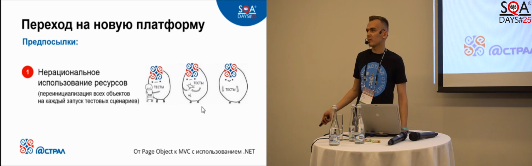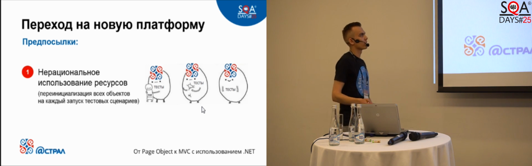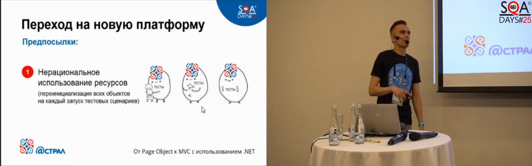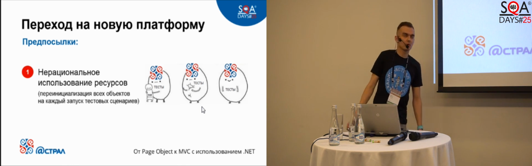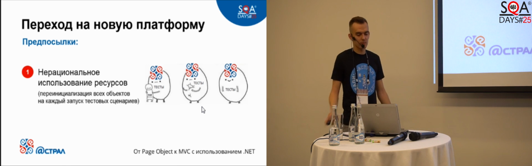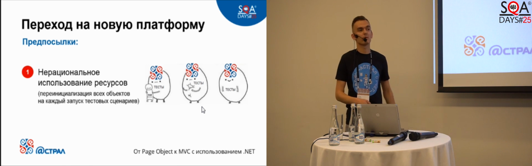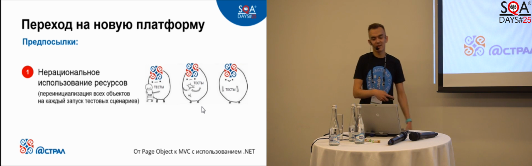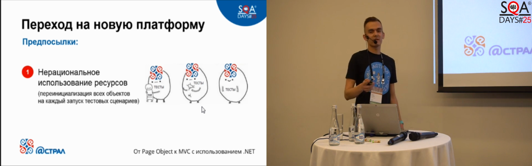Why did we start to invent something new? After we implemented our solution, we conducted certain analysis and came across a number of prerequisites for the change of our system. First was the rational use of resources.